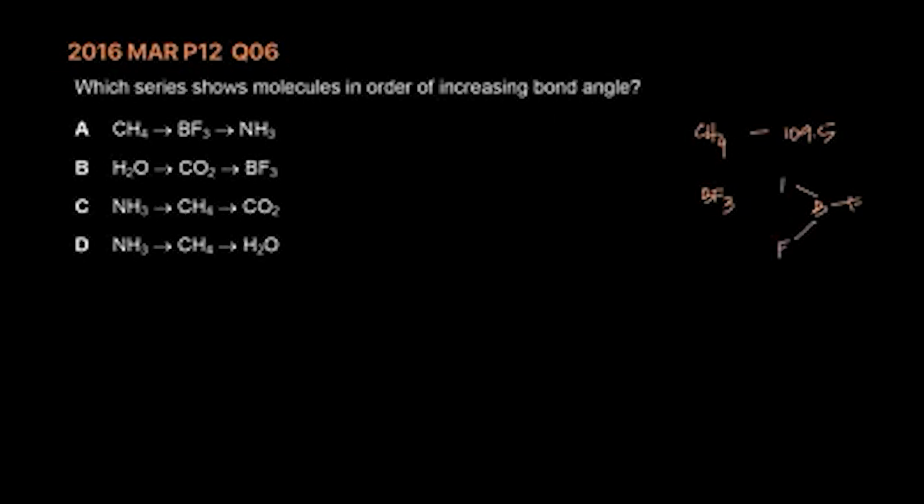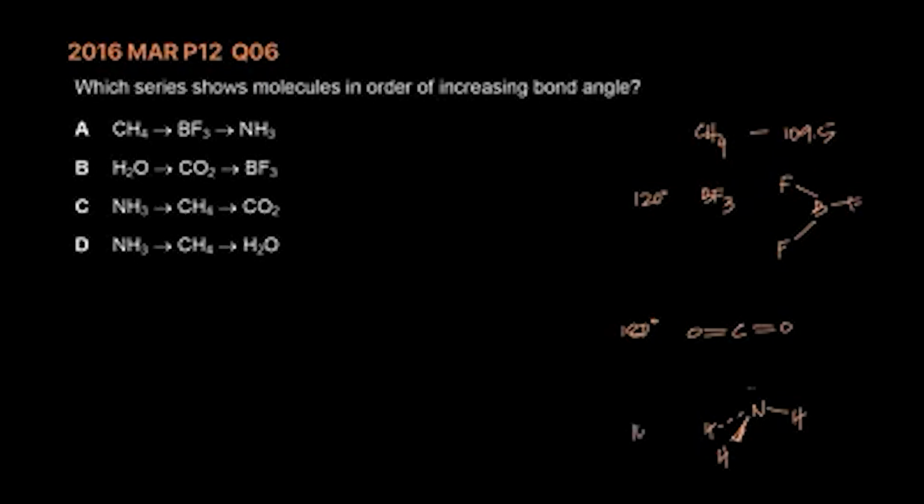You got CH4, BF3. Now CH4 is tetrahedral. BF3 is trigonal planar. CO2 is linear. Water is bent. So you got to put all these bond angles down for yourself. Ammonia is trigonal pyramidal, 107.